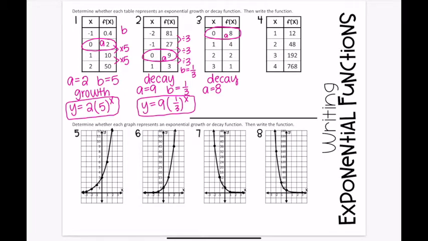Then the number that I'm multiplying or dividing by each time, well, from 8 to 4, from 4 to 2, and 2 to 1, I'm dividing by 2. If I'm dividing by 2, then my base is the reciprocal, 1/2. So my equation is going to be y = 8 times (1/2) raised to the power x.